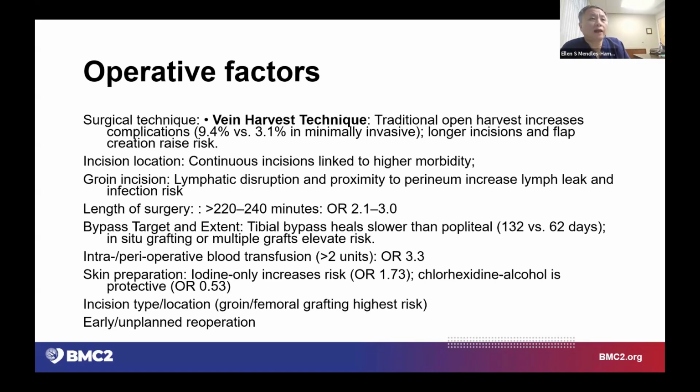So operative techniques during the surgery play an important role. For the patient with vein harvesting, typically we do a very long incision, just cut the whole length of the vein.